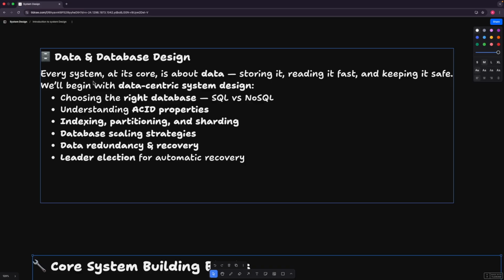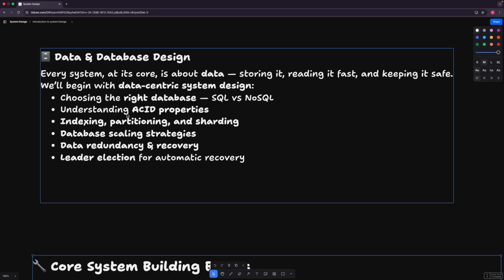I'll be starting with data and database design, because every system at its core is about data, right? Storing it, reading it fast, and keeping it safe is the core of any system. So we'll begin with data-centric system design. We'll first discuss which database to choose, between SQL versus NoSQL databases, or any other database according to the requirement.